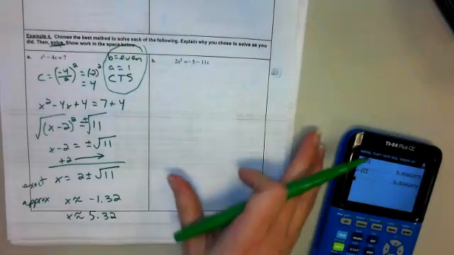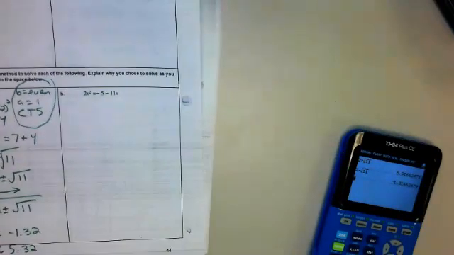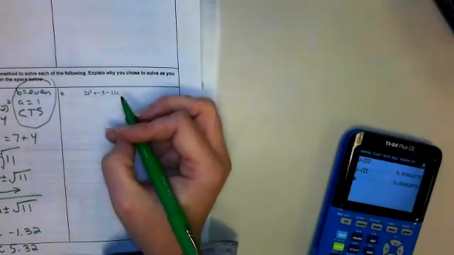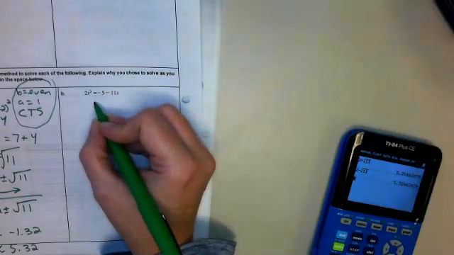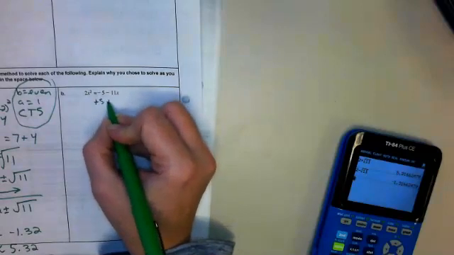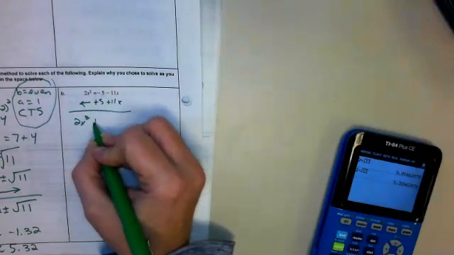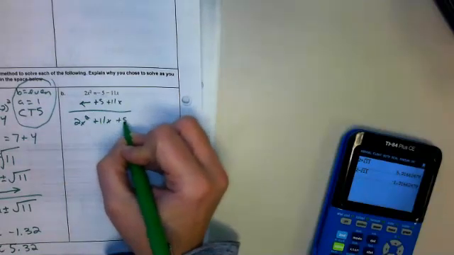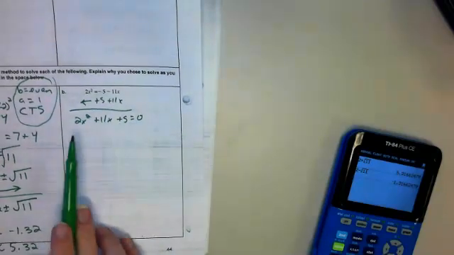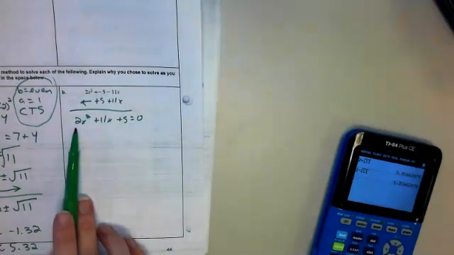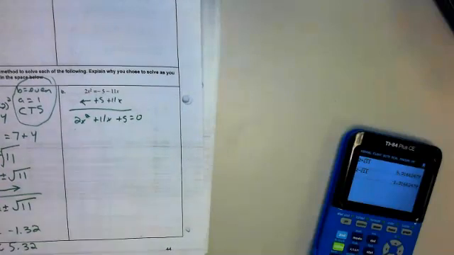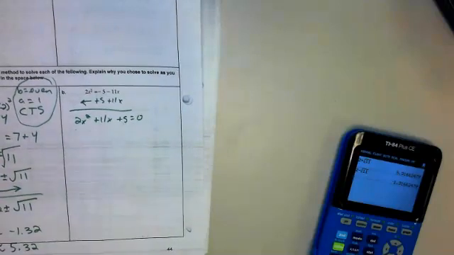Okay, for letter B, 2x squared equals negative 5 minus 11x. Let's see what we got here. Well, let me move everything over. Plus 5 plus 11x. We've got 2x squared plus 11x plus 5 equals 0. Well, my a is not 1. My b is not even. I'm not going to complete the square. Not going to use the square root method.